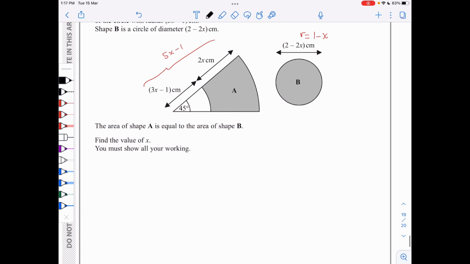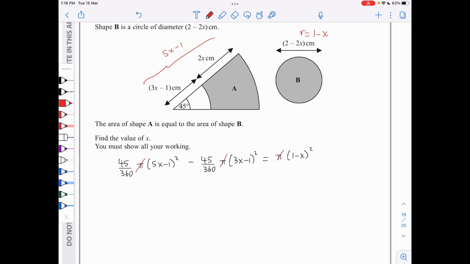So I will start off by finding the area of A in terms of x. This will be 45 over 360 times pi r squared. So that's the big sector. Take away the area of the small sector, so that I'm left with the shaded A part. And I'm told that this is equal to the area of B, which is pi r squared. Now the first thing I notice is that the pi's appear throughout, so I will simplify this out. And then 45 over 360 simplifies to 1 over 8.